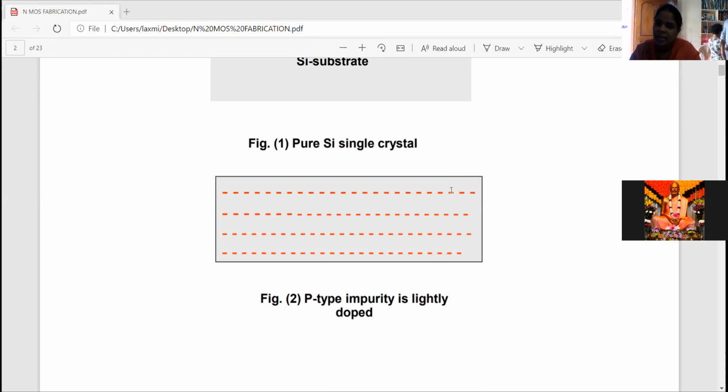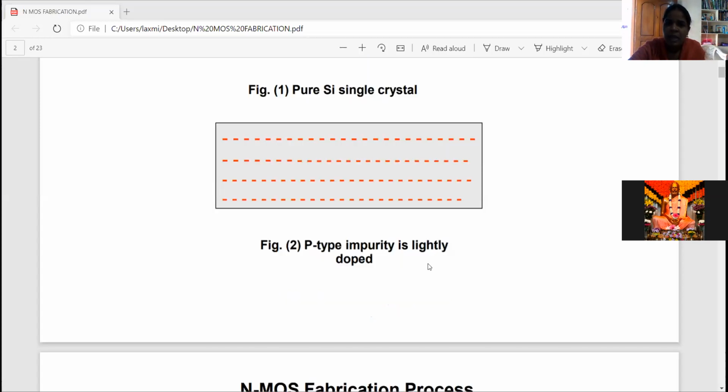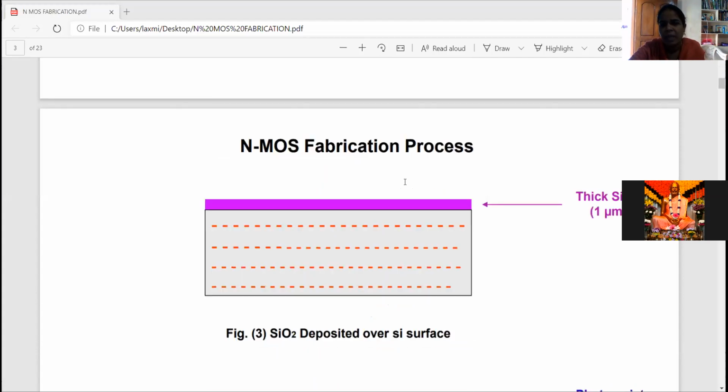Silicon is like sand. We have seen sand: the sand is mixed with some water, then cement, and then we make one substrate. So here we are taking a single silicon substrate, with p-type impurities lightly doped.